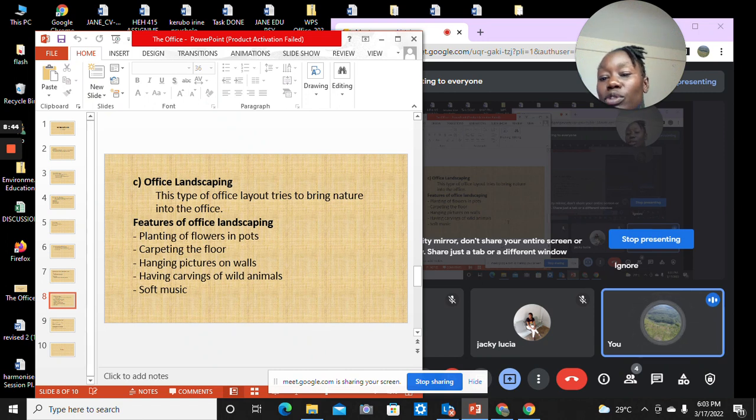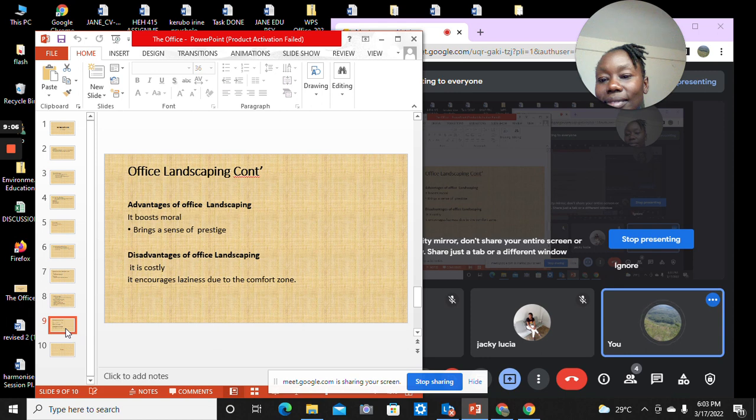Why do we carpet the floor? So that we contain the noise. When people are walking on the floor, they don't make a lot of noise with their shoes. And then we have hanging pictures on walls, having carvings of wild animals, then having soft music in the office. Okay. So we have advantages of office landscaping.